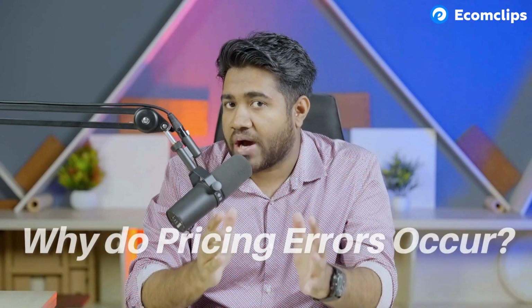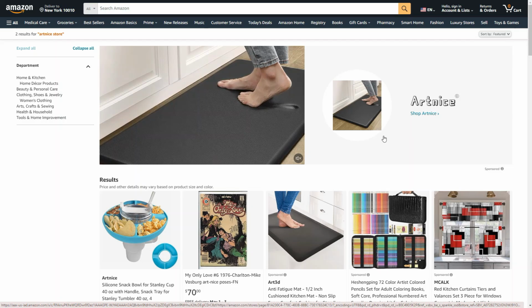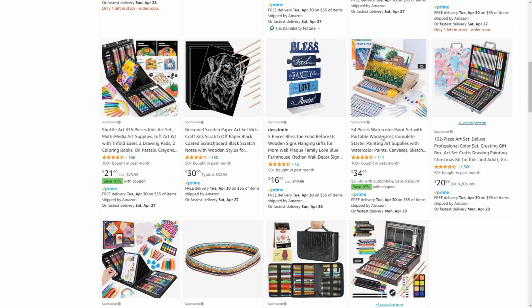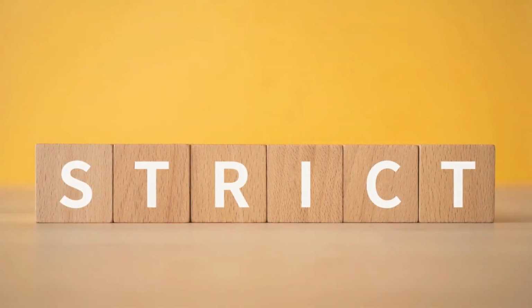First things first, what is a pricing error and why do pricing errors occur? A pricing error is an alert on Amazon that tells you your listed price is not compatible with Amazon's pricing rules. You know what? Amazon is known as being a fair and reliable marketplace for sellers and buyers alike. They recommend that the price of your product should be competitive. So they have pricing policies and they are very strict about it.